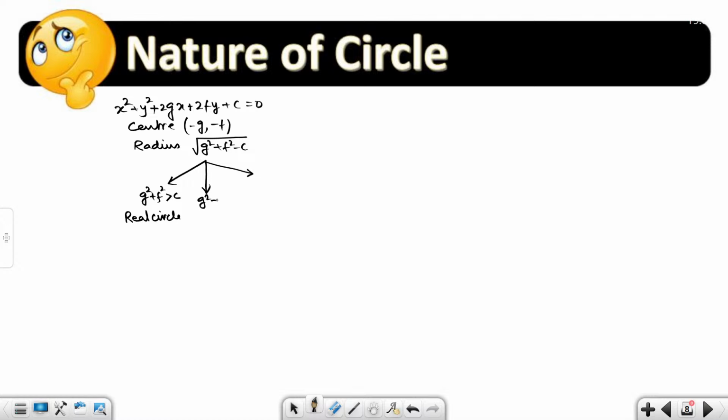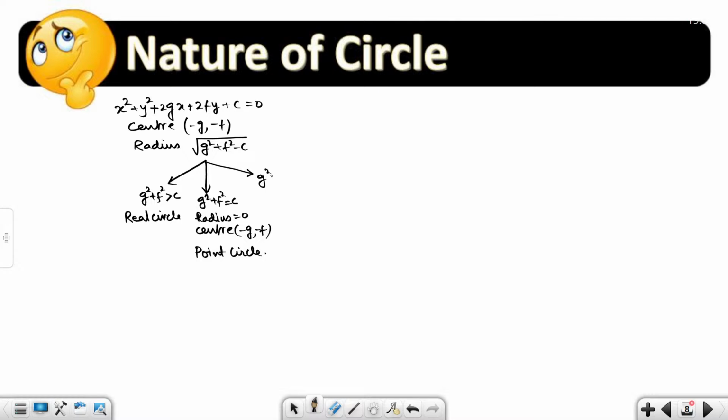Now, if g square plus f square is equal to c, then what happens? Your radius becomes 0. But still you have your center. Center is there, minus g, minus f, but your radius comes to 0. It represents a point circle. So what is a point circle? A point circle has its center, but it has no radius. That is, the length of its radius is 0. That is what is called a point circle. Is it clear? So it is possible only when g square plus f square equals c.